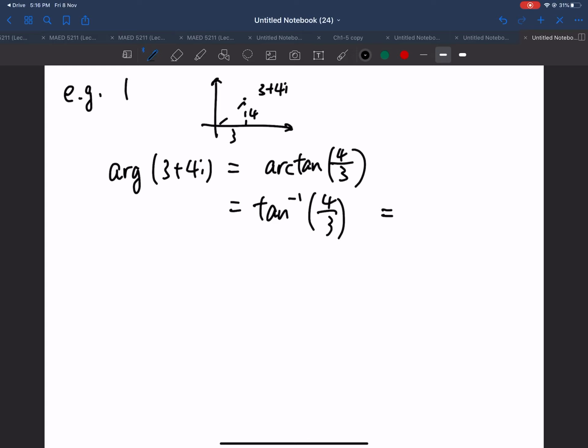In mathematics, I think you probably need to just use 3SF. In radian, the argument is 0.927. For physics, significant figure is so much more popular. So what's the argument? The angle from the x-axis, in radian. Okay, I know the argument.